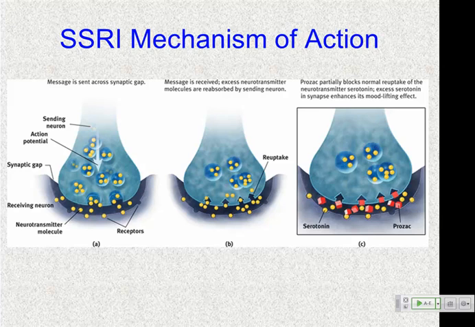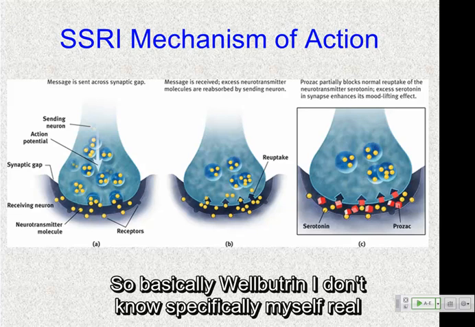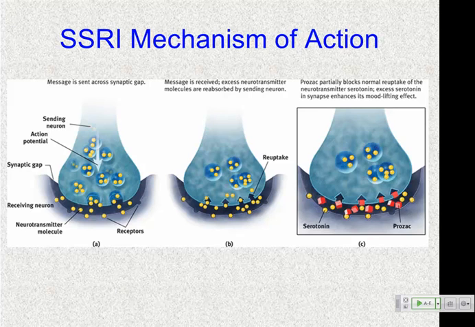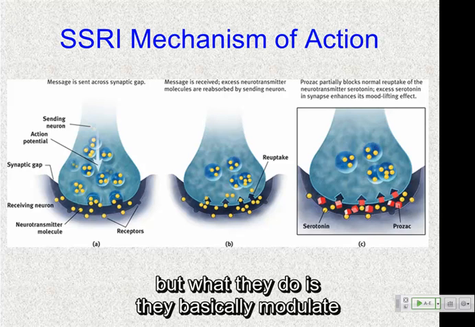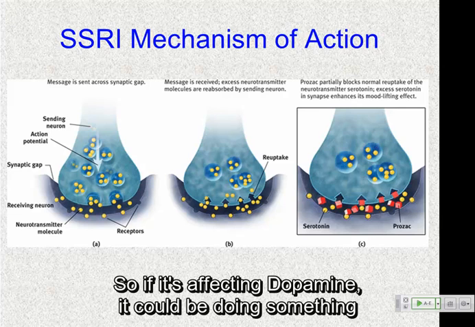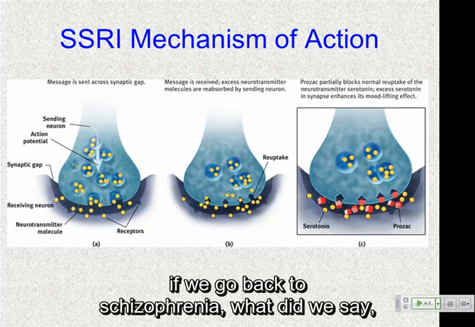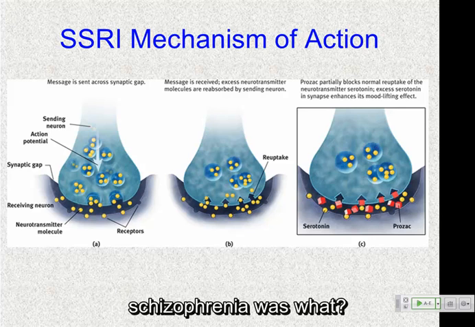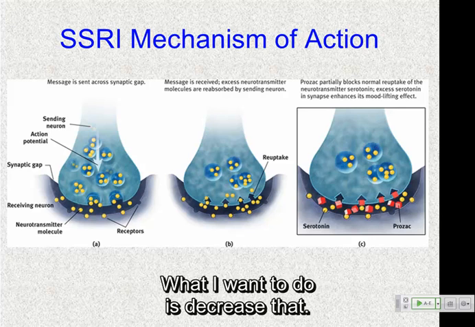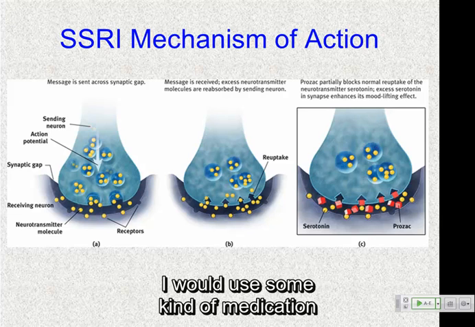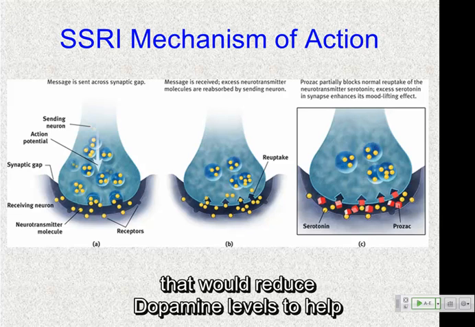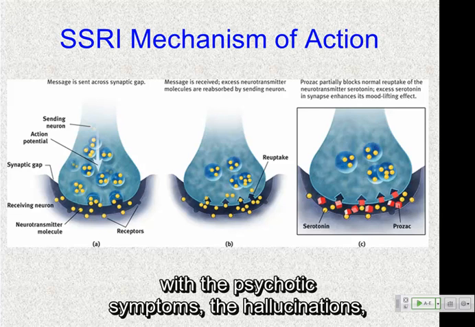Yeah, go ahead. So basically, Wellbutrin I don't know specifically myself real well because I'm not an MD, but what they do is they basically modulate neurotransmitter levels. So if it's affecting dopamine, it could be doing something to increase dopamine levels or decrease it. If we go back to schizophrenia, right, what do we say schizophrenia is? Too much dopamine. What I want to do is decrease that. I would use some kind of medication that would reduce dopamine levels to help with the psychotic symptoms, right? The hallucinations, delusions, and all that.